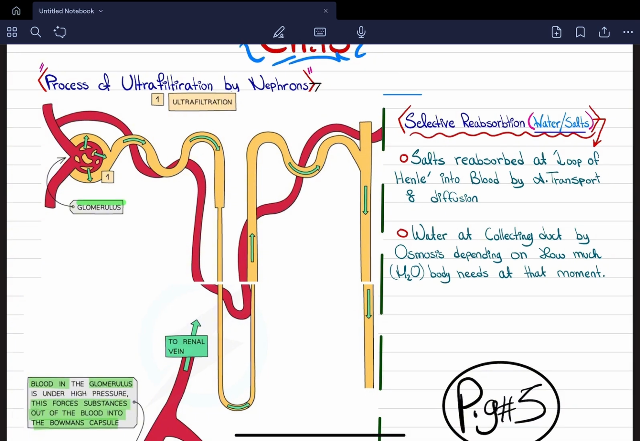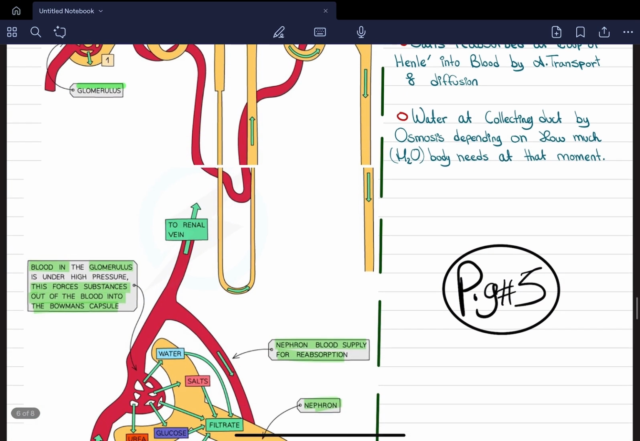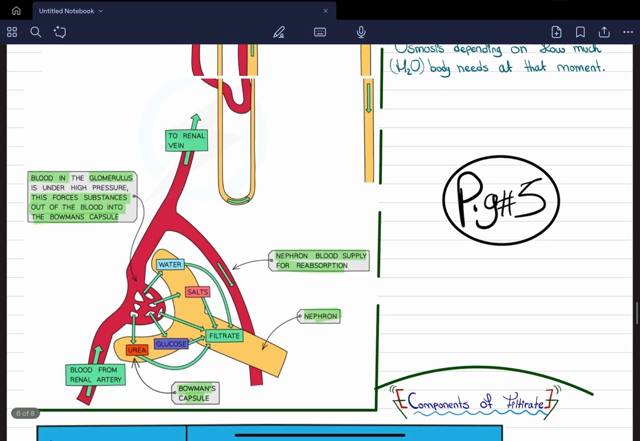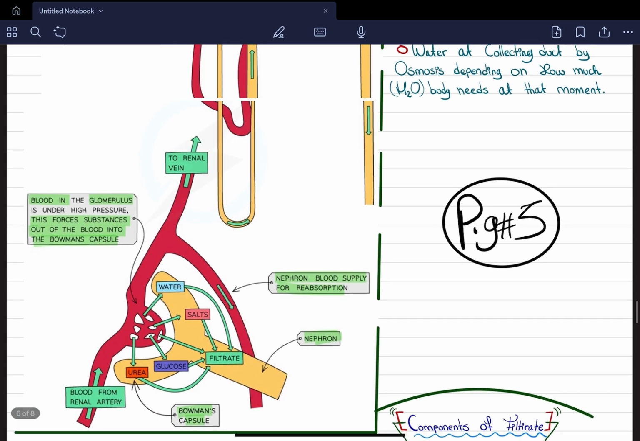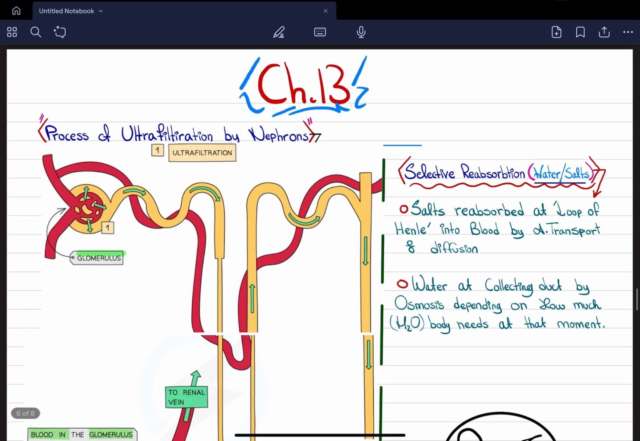Now the process of ultrafiltration by nephrons, using the diagram. So you have the glomerulus here. This is the blood in the glomerulus that forces substances out of the blood into the Bowman's capsule. The nephron is used for blood supply for reabsorption. So salts are reabsorbed at the loop of Henle into the blood by active transport and diffusion, and water at the collecting duct by osmosis, depending on how much H2O the body needs at that moment. This is called selective reabsorption.